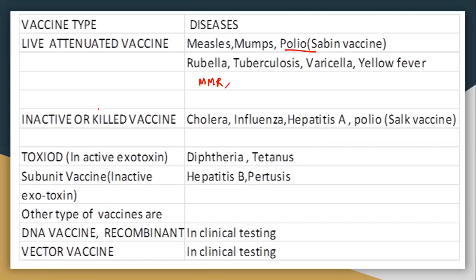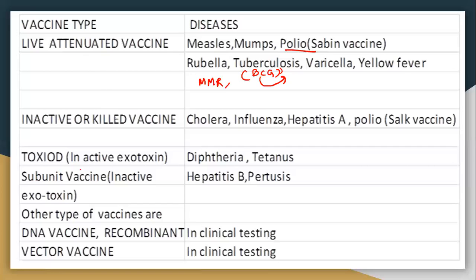Now tuberculosis: you all know the BCG vaccine is for tuberculosis, and some research papers are reporting that those who have already taken the tuberculosis vaccine have a lesser chance of developing coronavirus disease. Maybe, as it affects some parts of the lungs, a protection in that way may be possible. Then varicella and yellow fever.